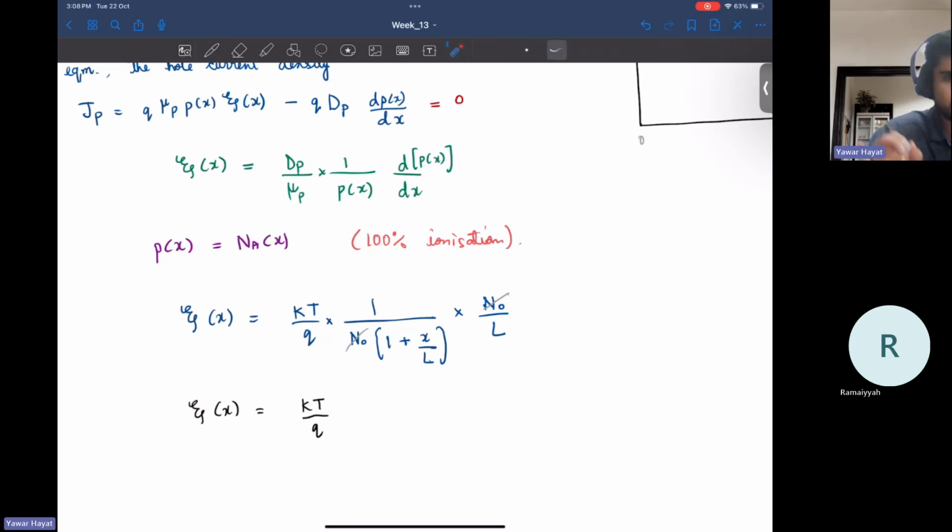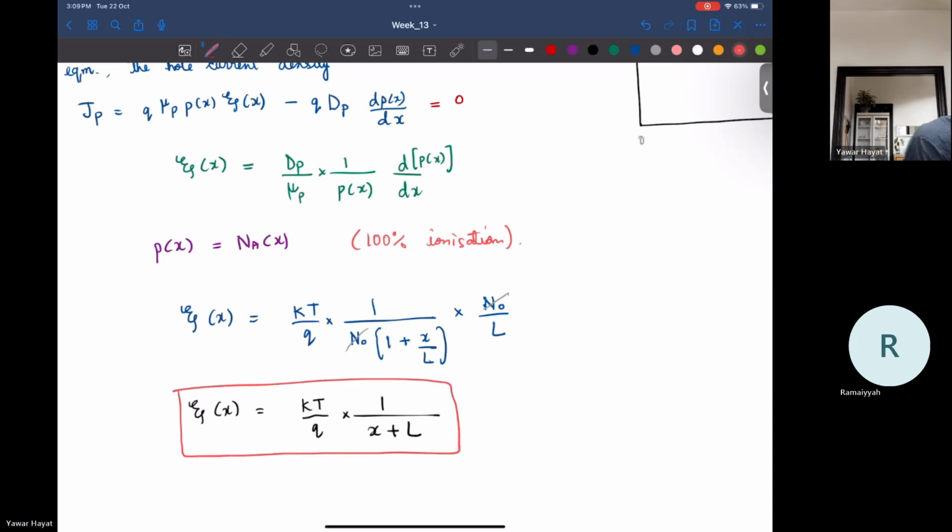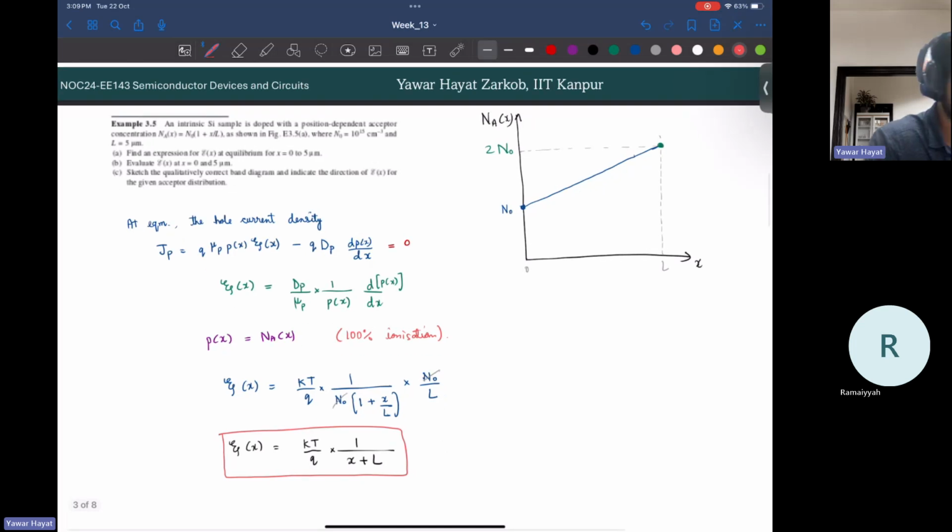Now be with me. So if I take LCM, this would be X plus L by L, and then this L and this L would cancel. So I'll be left with X plus L in the denominator. Is that clear? Yes, sir. So I'll write this as 1 by X plus L. So I obtained the electric field expression at equilibrium, and this is valid from x equal to 0 to x equal to L.